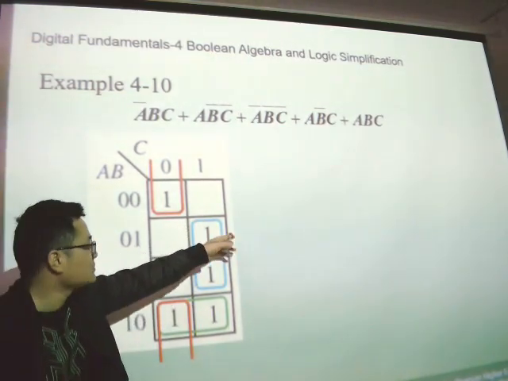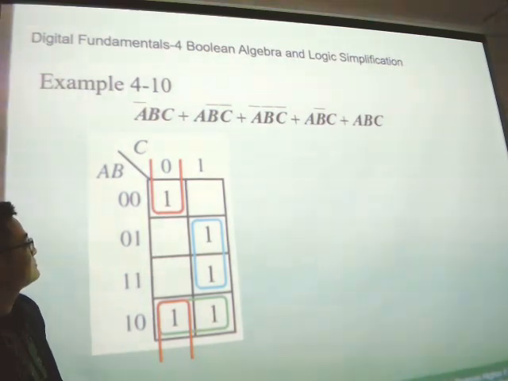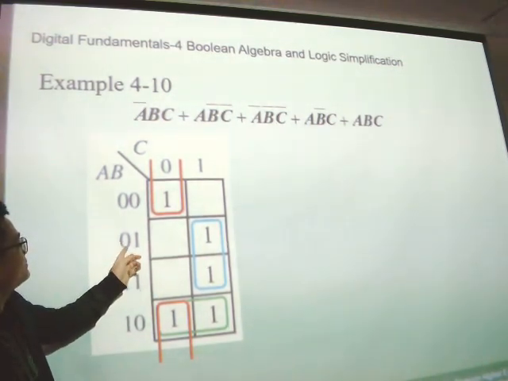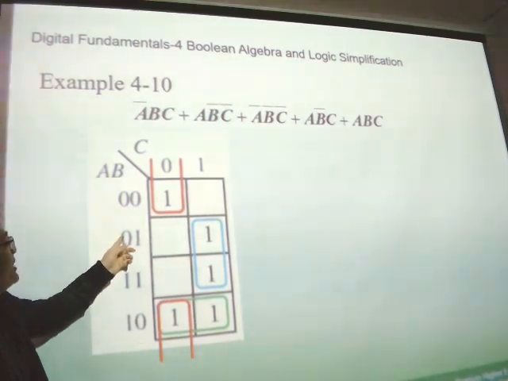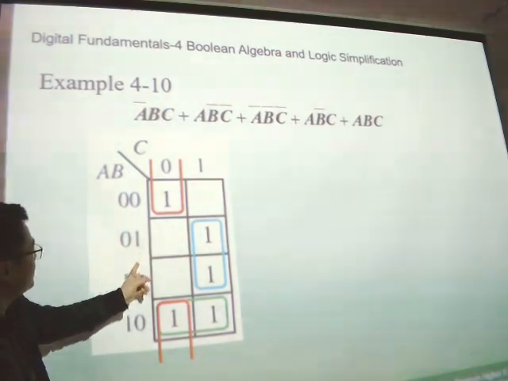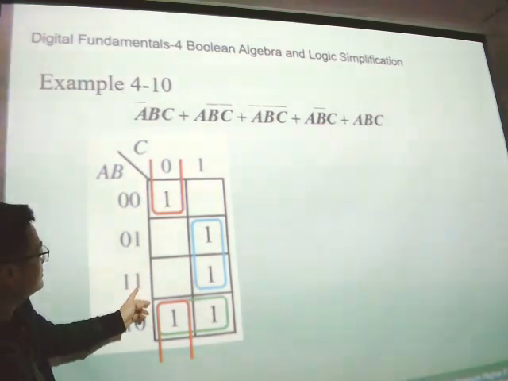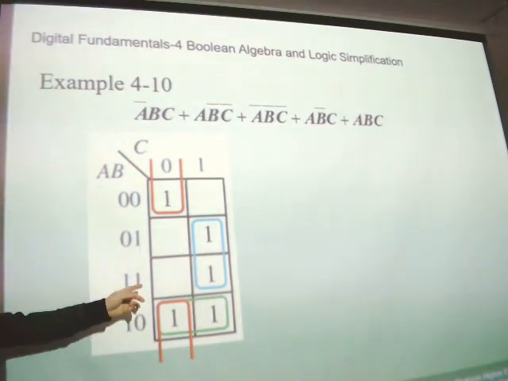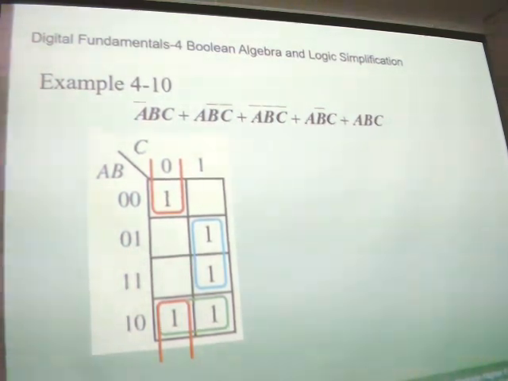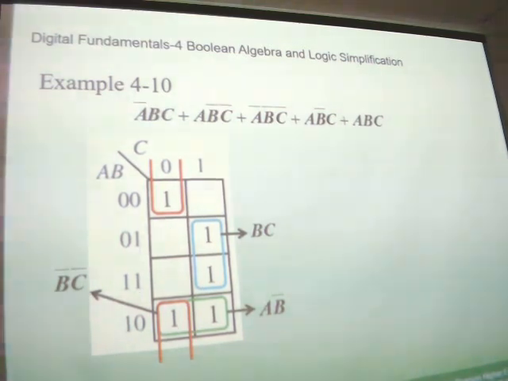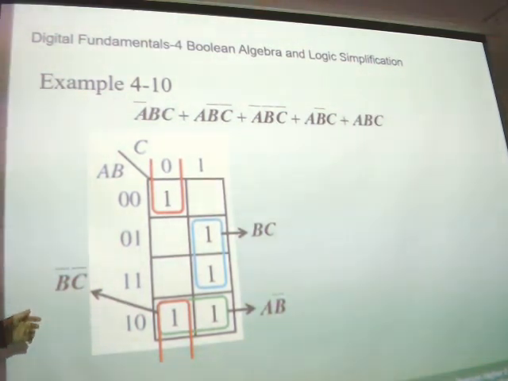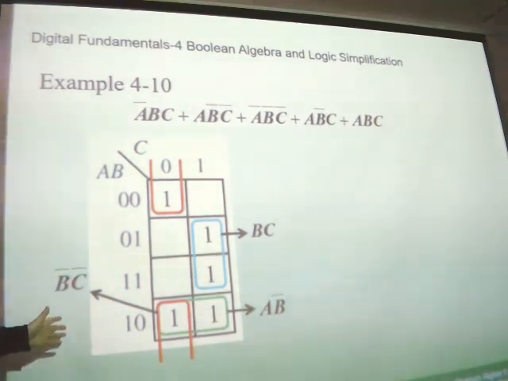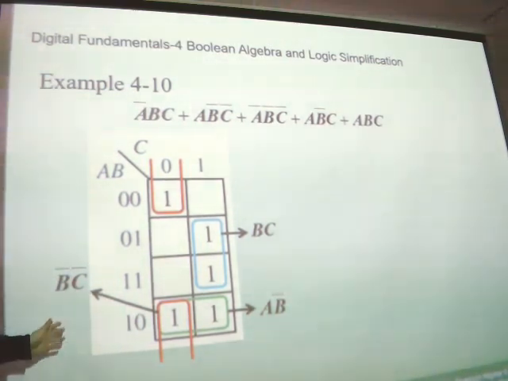For the blue group, A equals 0 and 1, so A must be eliminated. B equals 1 and C equals 1. So the product term is BC. So the simplest SOP expression is BC plus B bar, C bar plus A, B bar.